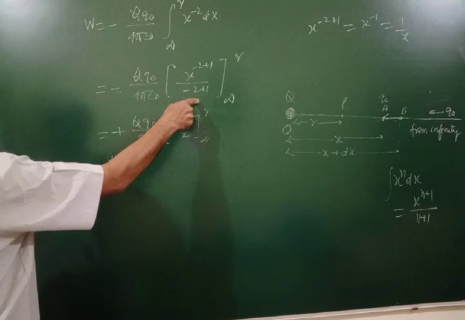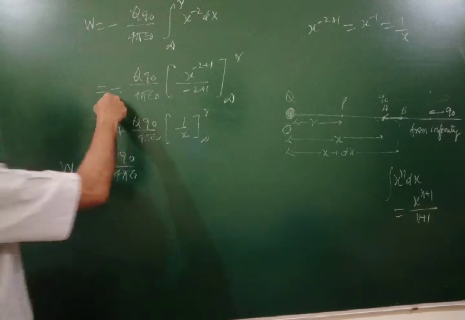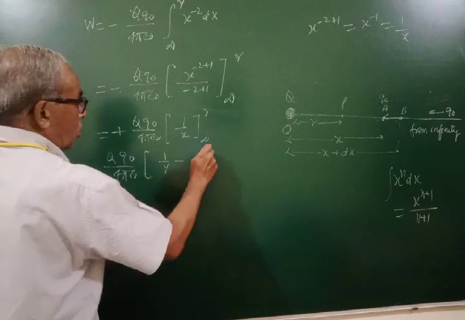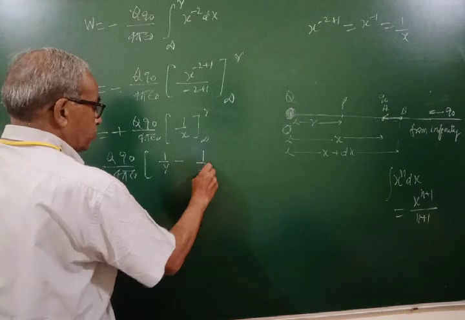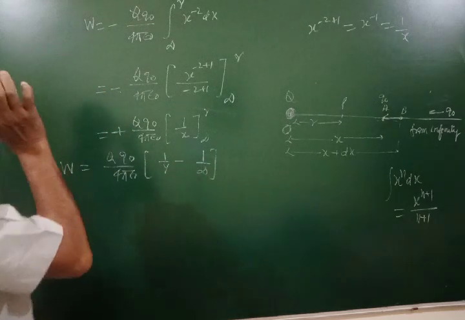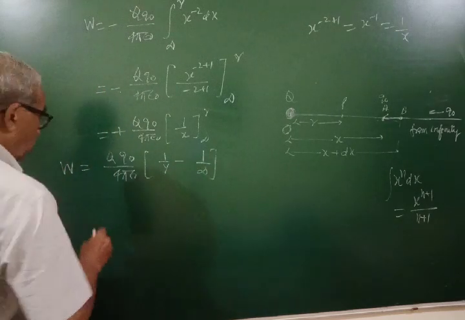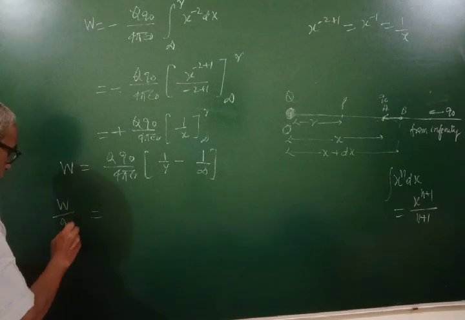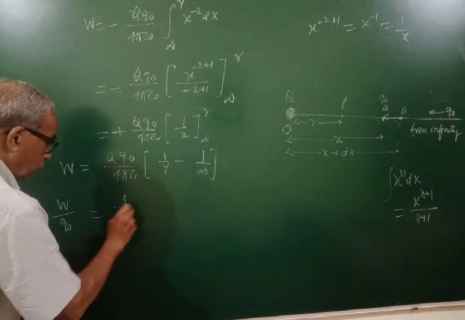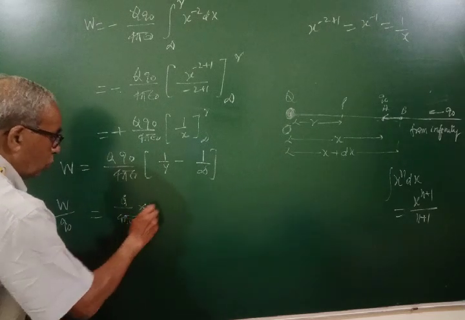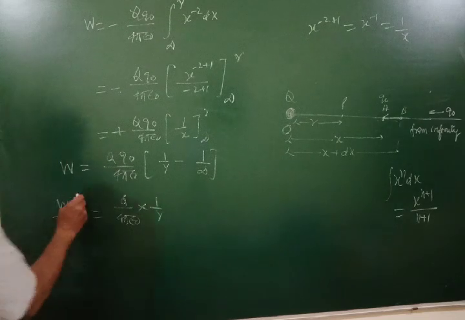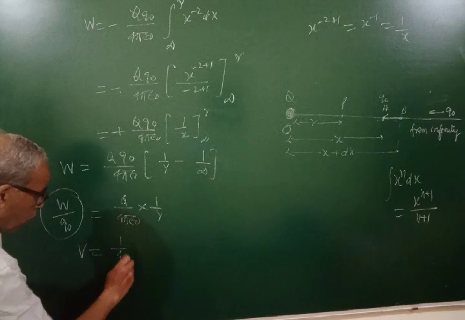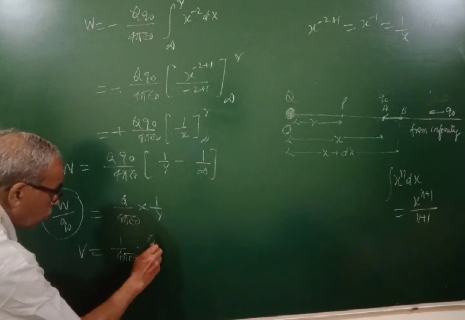So Q0 upon... have you got what the minus has gone? This minus 1 can be taken out, minus minus plus, or it is 1 upon R minus 1 upon infinity. 1 upon infinity is 0. You know it very well. So it is W upon Q0, which is Q upon 4 pi epsilon 0 into 1 by R. And W upon Q0 is V. So V is equal to 1 upon 4 pi epsilon 0 Q by R.